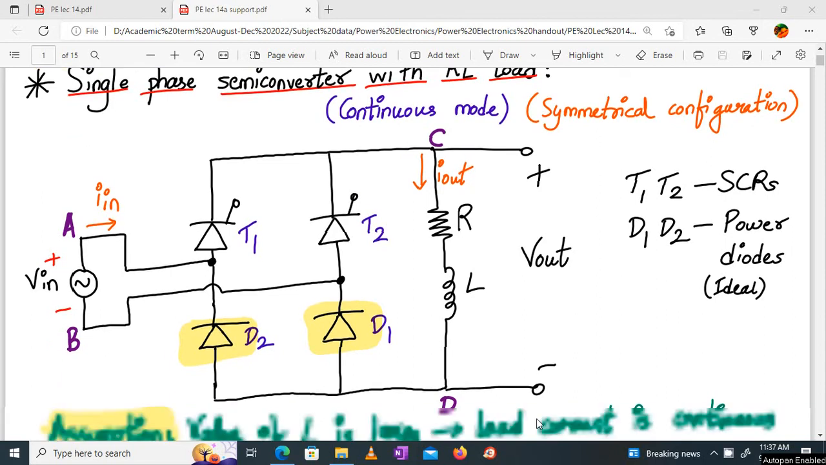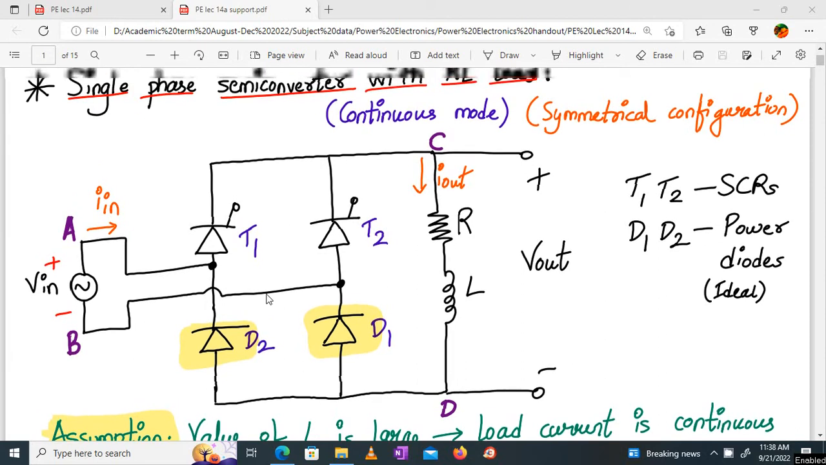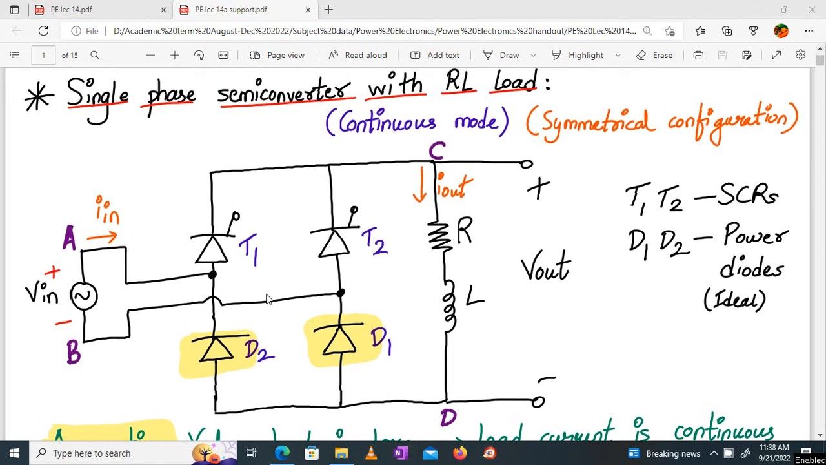In symmetric configuration, SCR is present in each different leg, whereas in asymmetric, it's present in the same leg. Yesterday we have seen that, right? Also we will assume one more thing, that the load current is continuous. Now what do you mean by load current continuous?